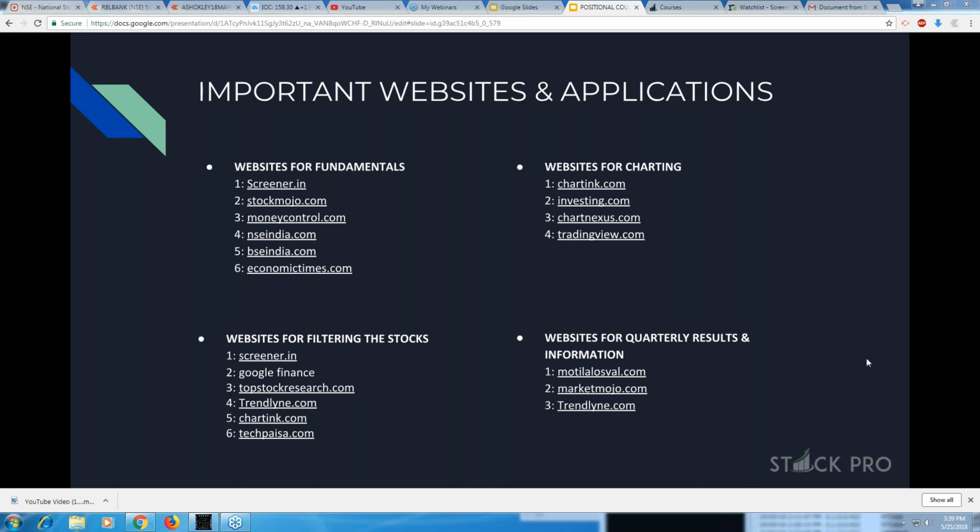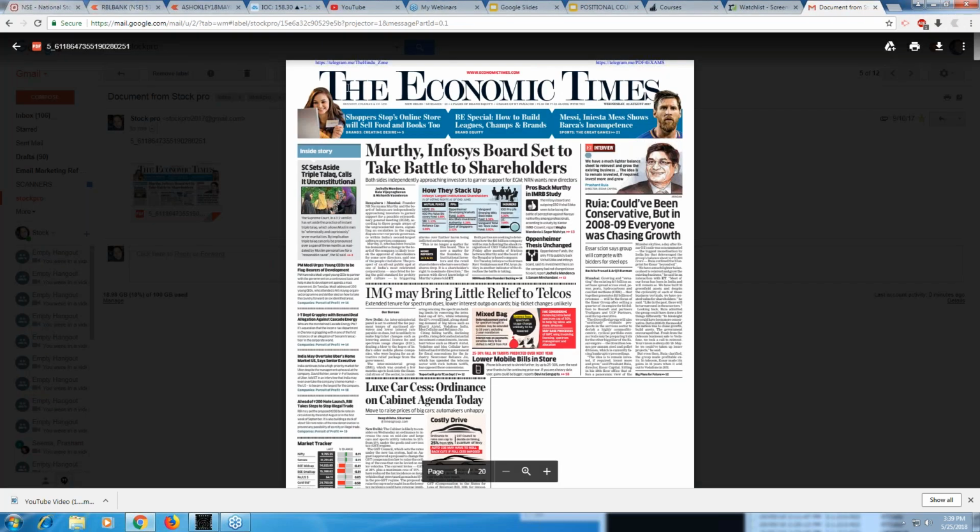Before we begin our understanding about the market, there are some things that I want you people to do, because when we are going to be in the market, we need to know everything about the market, like what is happening, who's doing what, and what actions are being taken. So first and foremost, you have to subscribe to Economic Times.